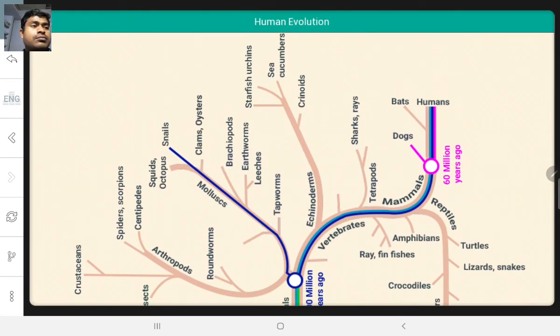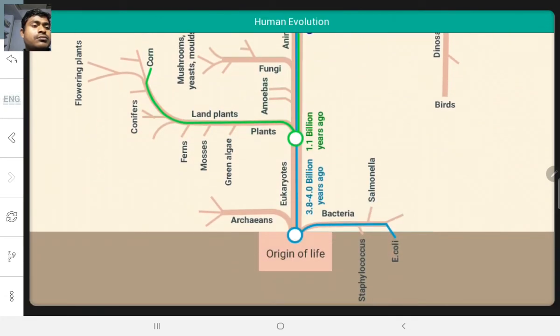A phylogenetic tree is a graphical means to depict the evolutionary relationships of a group of organisms.